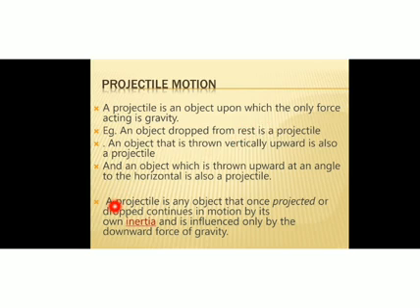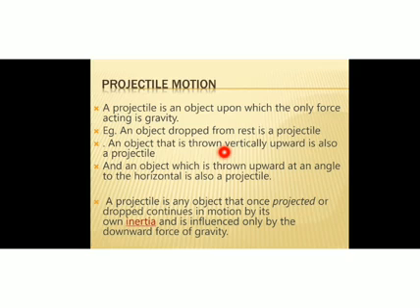Also, here you can see another definition. A projectile is any object that, once projected or dropped, continues in motion by its own inertia and is influenced only by the downward force of gravity. Okay, and which are the examples of projectile motion? An object dropped from rest is a projectile.